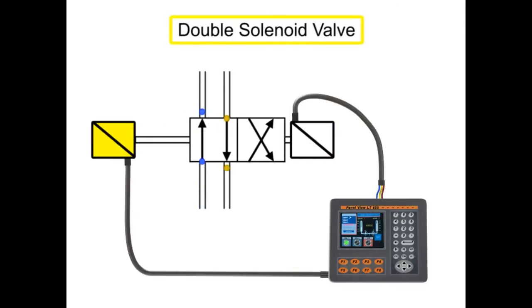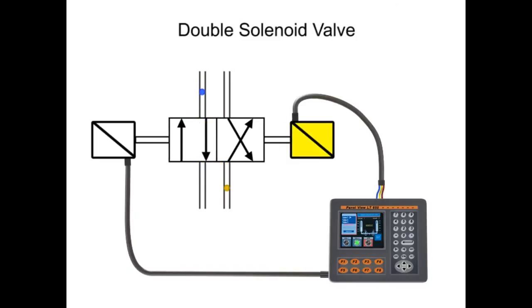Double solenoid valves have two solenoids, typically mounted on opposite ends of the valve body. This type of two-position double solenoid valve does not have a spring return. When the first solenoid is energized, the valve spool shifts into the first position. Even if the first solenoid is de-energized, the spool remains shifted. This is because there is no spring to return the spool to its original position.